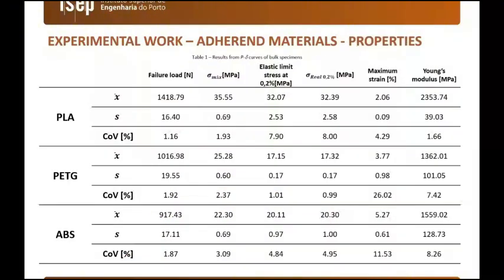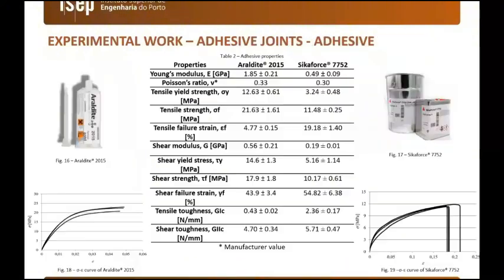In this table, we can evaluate the properties that we obtained, namely the failure load, the maximum stress, the elastic limit, the strain at failure, and the Young's modulus, which will be valuable in the numerical models that we'll present further on. We consider 2 adhesives. One, the Araldite 2015, is an epoxy adhesive, and the Sikaforce is a polyurethane adhesive. The Sikaforce is more ductile but less strong than the 2015, so we are going to test 2 contrasting behaviors when used to join these 3D printed components.